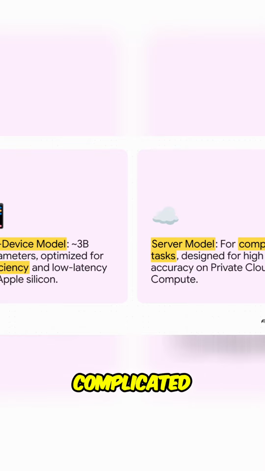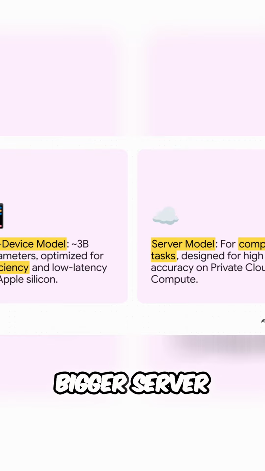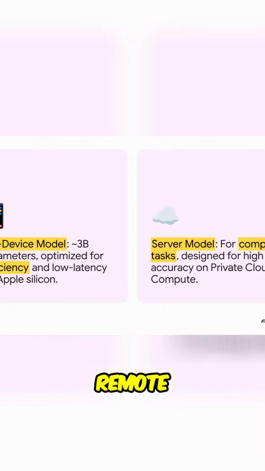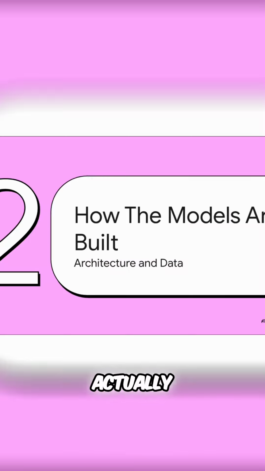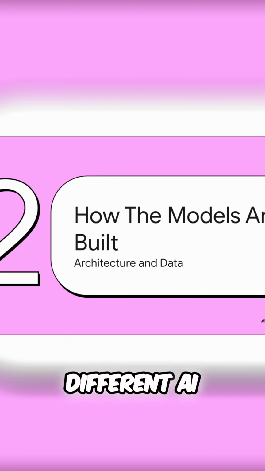But then for the more complicated stuff, it calls in the bigger server model. This is like your powerful remote research team running in Apple's private cloud, ready for the really heavy lifting. Right, so how do you actually build these two different AI brains?